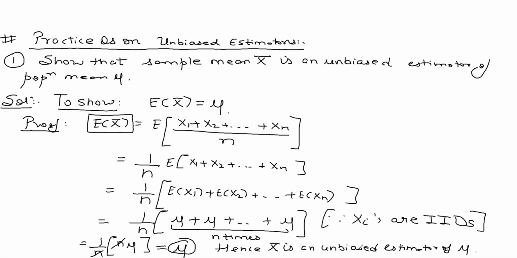We used the definition. Expected value of x bar is expected value of (x1 plus x2 plus dot dot dot xn) divided by n. n is a constant, comes out of the expectation. Expectation of a sum is the sum of expectations. Expected value of x1, expected value of x2, all of them are equal to mu, because xi's are independent and identically distributed random variables. And 1 upon n into n times mu gives us mu. Okay, so let's move forward to the next question.